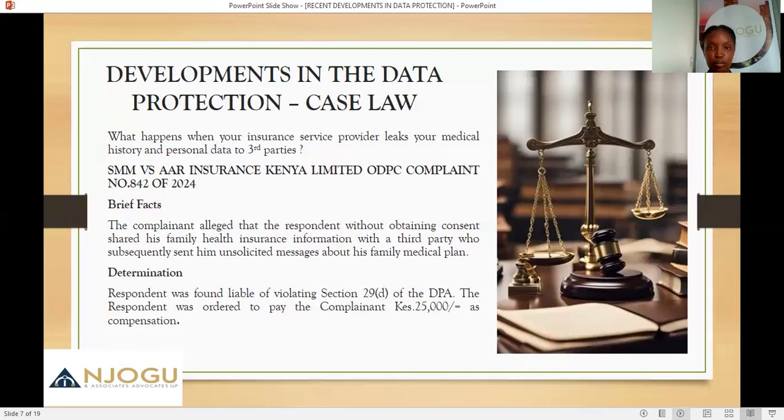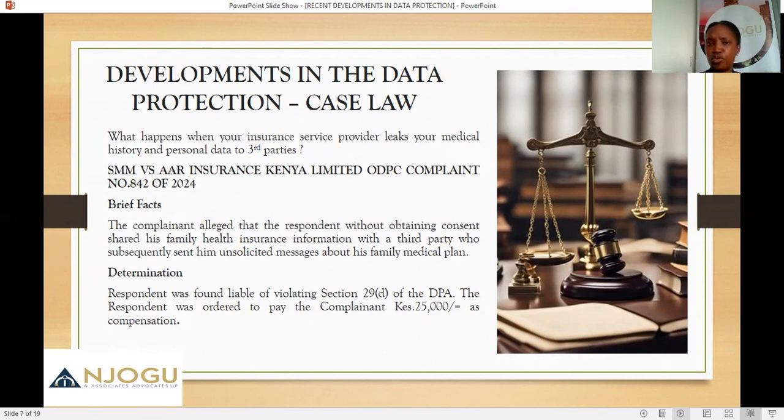Just a disclaimer for the people who are not legal on the platform: when the ODPC decides the case and you're not satisfied with it, you have the right to appeal within 30 days to the High Court. These decisions are mainly from the Office of the Data Protection Commissioner, which is the regulatory body that regulates data protection in Kenya. On to the start. These are just rhetorical questions I would want you to think about. What happens when your insurance service provider leaks your medical history and personal data to third parties?